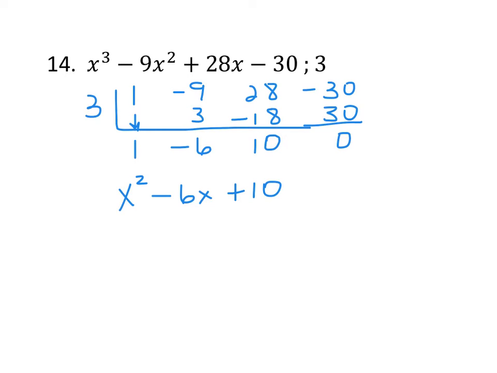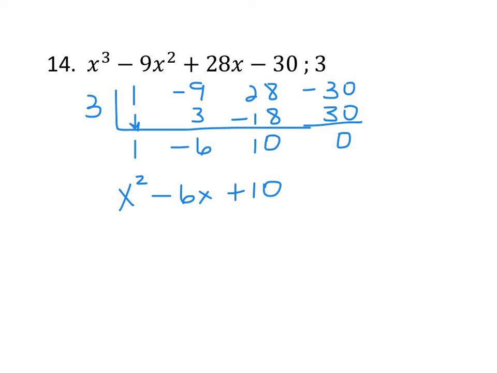All right, in this problem, I've used synthetic division to factor out the 3, and so I divided that out, and I ended up with this quadratic x squared minus 6x plus 10. Now, if I tried to factor this, I would be stuck because this particular quadratic doesn't factor. So if you get a quadratic that doesn't factor, then you're going to have to use the quadratic formula.